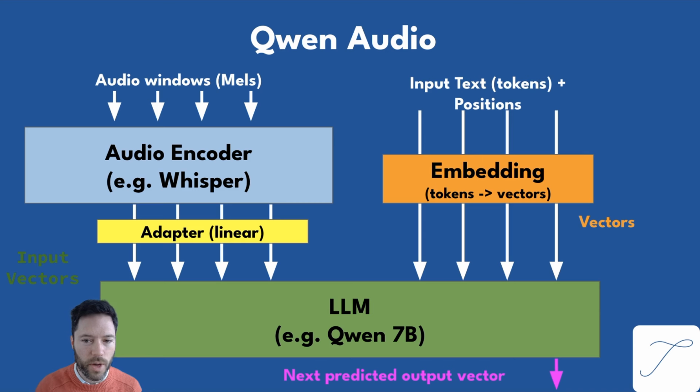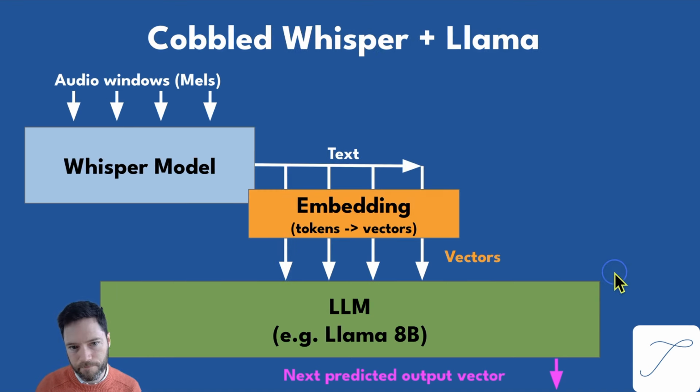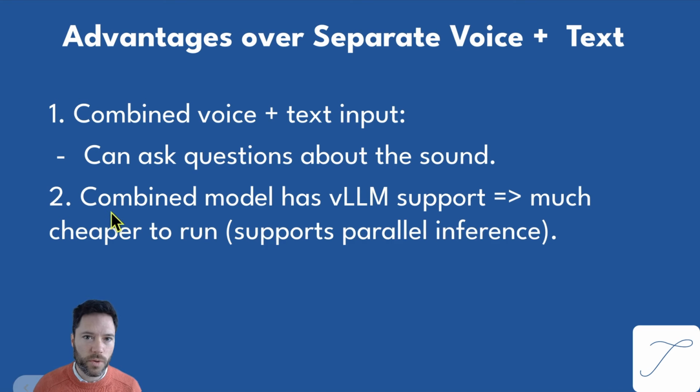So here with the Qwen model, everything is encapsulated in one PyTorch model, let's say, and that model is then supported by a VLLM library, which we can then inference with efficient continuous batching. And I'll show that towards the end of the video. So yes, this is one of the two key advantages of the integrated model. The integrated model has VLLM support, so it's much cheaper to run if you want to do something in production.